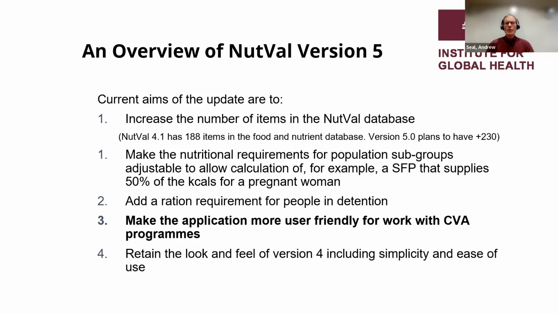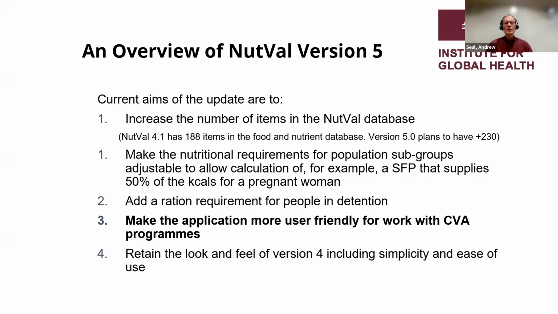So what are we trying to do with the next version? One thing that users are always asking for is to increase the number of items in the NutVal food database. There are about 188 items in the current one, and we're looking to have probably about 230 items in the new one. A lot of the new items have been requested and also provided by ICRC, so big thanks to them for their help in compiling those lists and pulling together the nutrient data that we're then working to include in NutVal version 5.